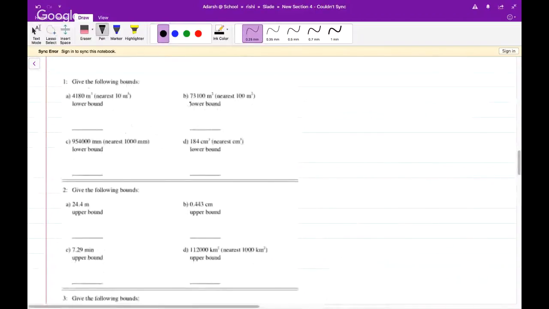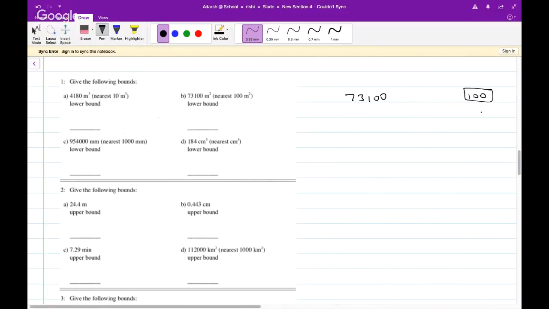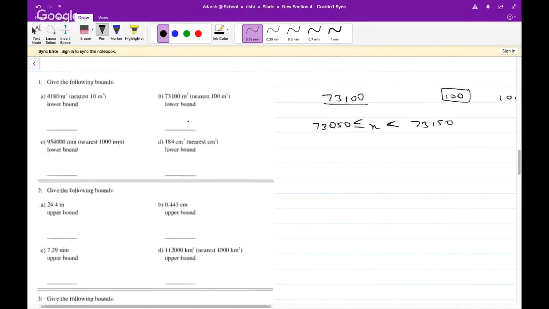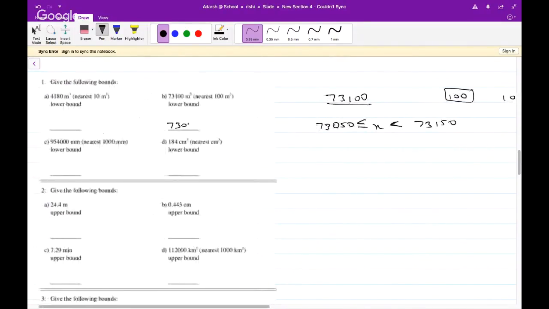I'll do this one. This number, 73100, is rounded off to the nearest 100. So what is our rule? Divide 100 by 2, which gets you 50. Add 50 and subtract 50 from this number. So it is 73050, and adding 50 gives 73150. This is your lower bound and this is your upper bound. So the question was the lower bound, so it becomes 73050 when it is rounded off to the nearest 100. I think you should be able to do the rest of the three.